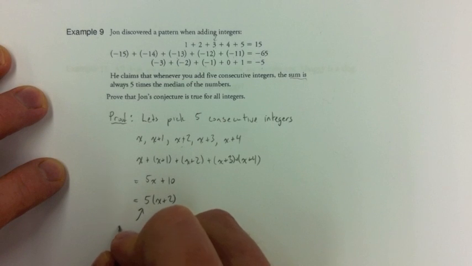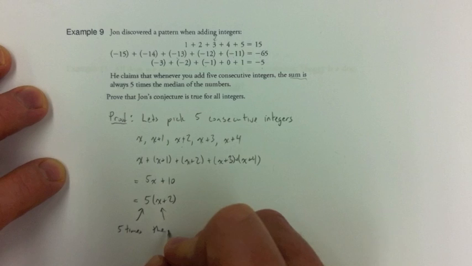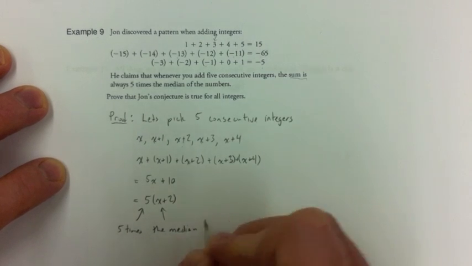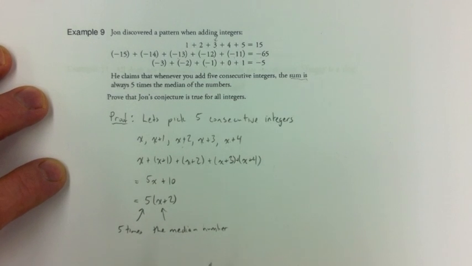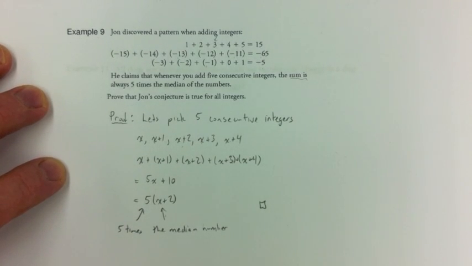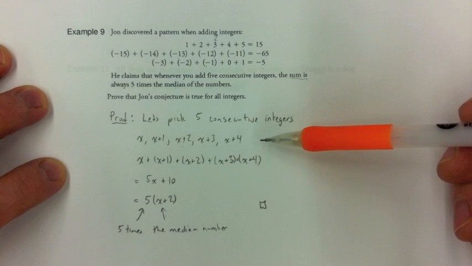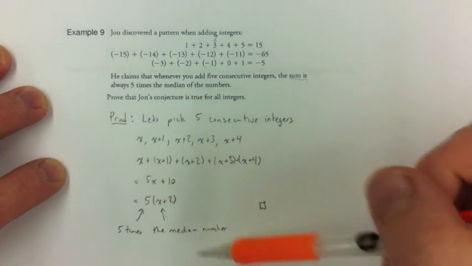So this is 5 times the median number. So no matter which 5 integers in a row that we pick, we will get 5 times the median number. All right, and that means our proof is finished. So we used an algebraic argument without specifying any of the 5 numbers to show that we get 5 times the median number.